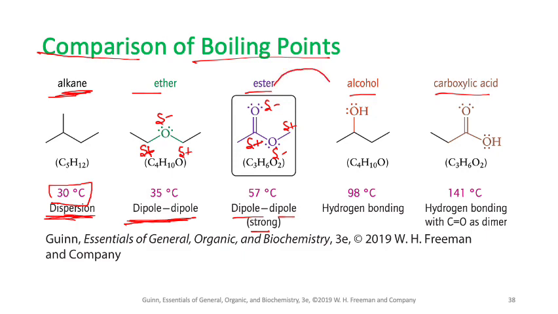But alcohol has a higher boiling point than ester because it can form hydrogen bonding, due to the presence of this OH bond. And carboxylic acid has the highest boiling point because it can form two hydrogen bonds. When we talked about carboxylic acid, it can form a dimer, right? So if I ask you to arrange all these functional groups according to their boiling point, make sure you know how to arrange them from lower to higher, higher to lower, right?